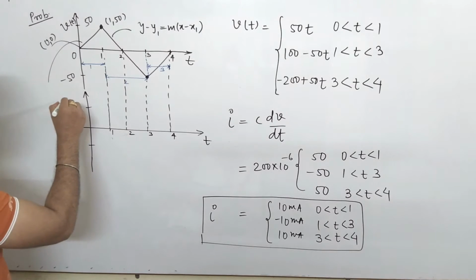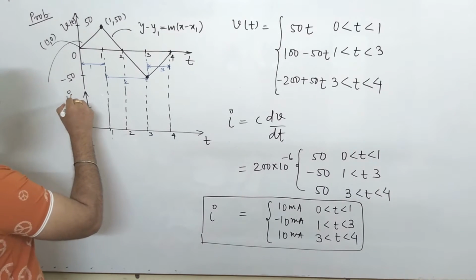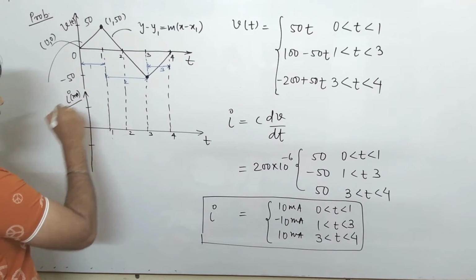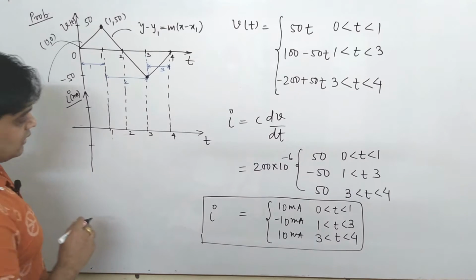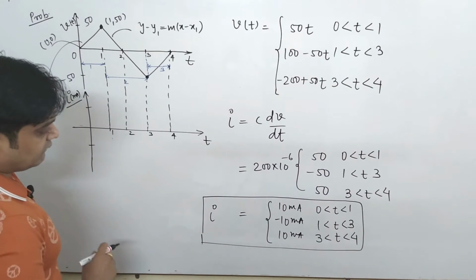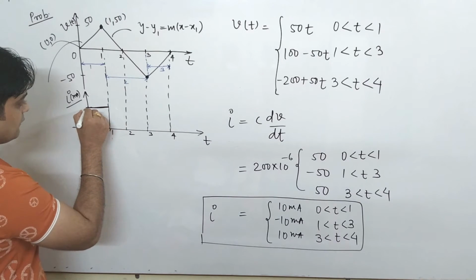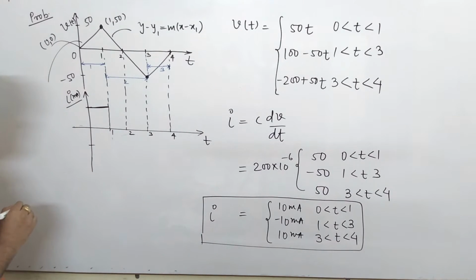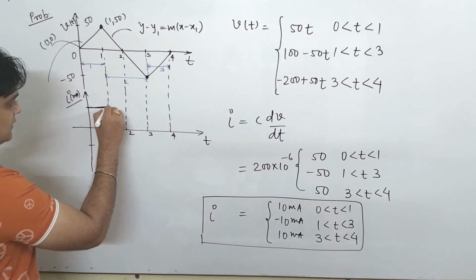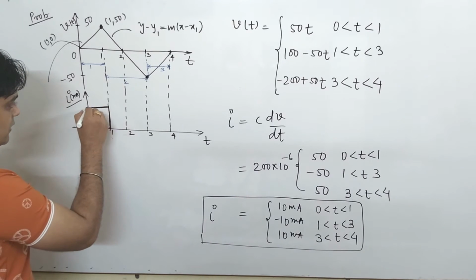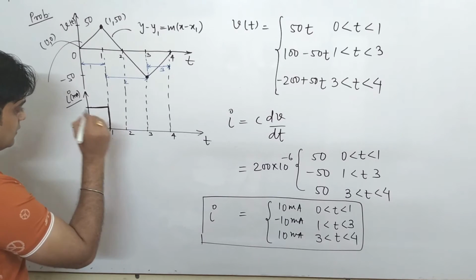The first very important thing is that the current I is in milliampere, so we will write it here as milliampere. Now if you see between 0 to 1, the value of current is 10 milliampere. So can I draw this 10 milliampere? Since it is not a function of t, it is simply a line which is something like this.